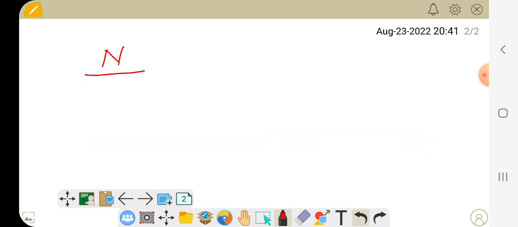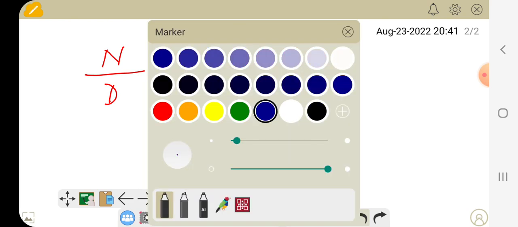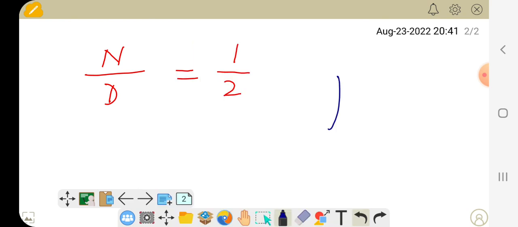When the numerator is less than the denominator, the upper one is the numerator and the lower one is the denominator. Take an example: the numerator is 1 and the denominator is 2. Here we have to divide 1 by 2.